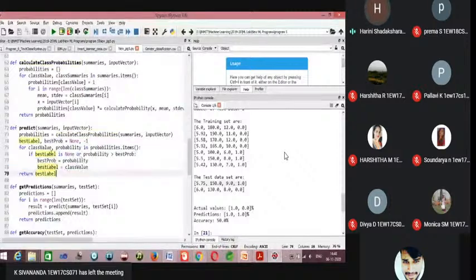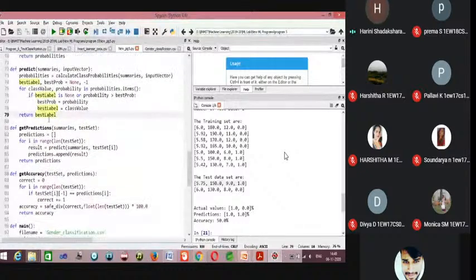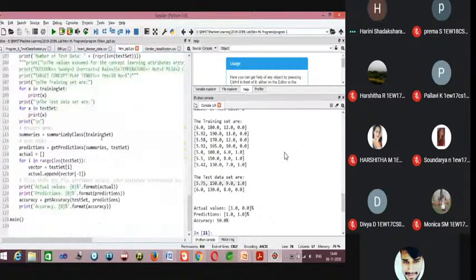Best label is none, or the probability is greater than the best probability. Best probability, I'll just take it as -1 and continue. Once I get the prediction, best label could be this particular class value. So you are going to update it into the array that we have created here. Get predictions.